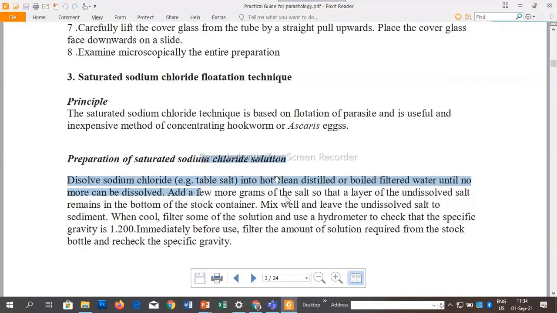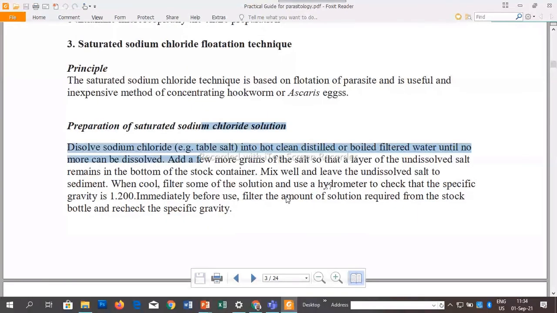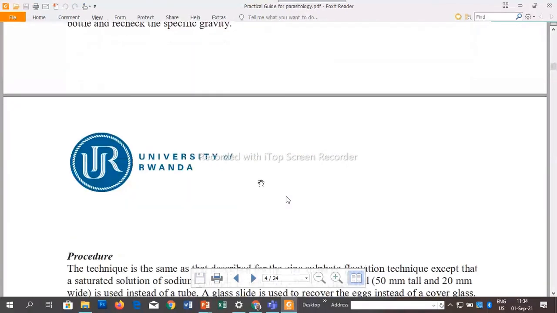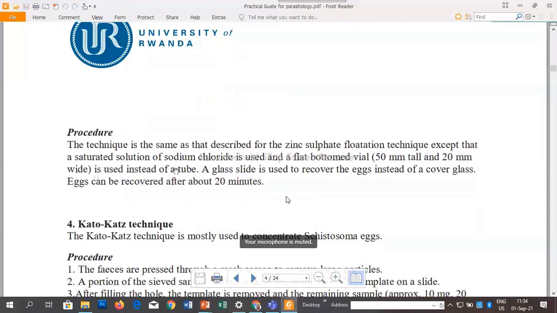This one is the flotation technique. We just mix the salt with water and put in. We mix with the stool. Then we wait for an hour. The parasite will come up, will float.